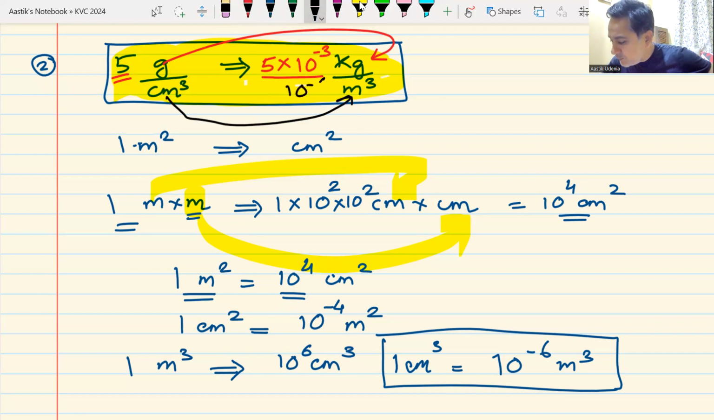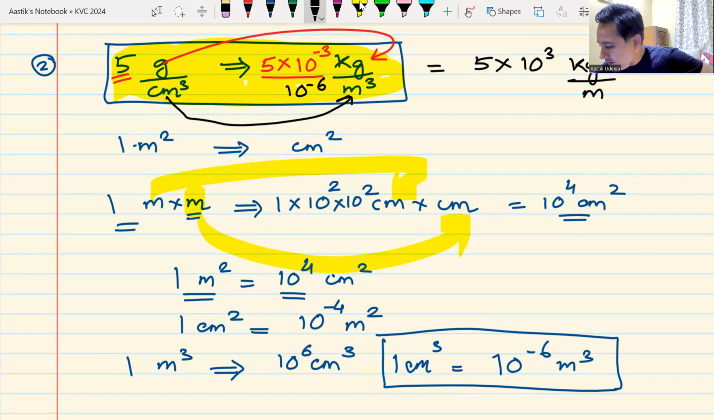Now I do simple maths. 10 to the power minus 3 divided by 10 to the power minus 6 gives 10 to the power 3. So my answer is 5 into 10 to the power 3, yes, not minus 3, kg per meter cube.